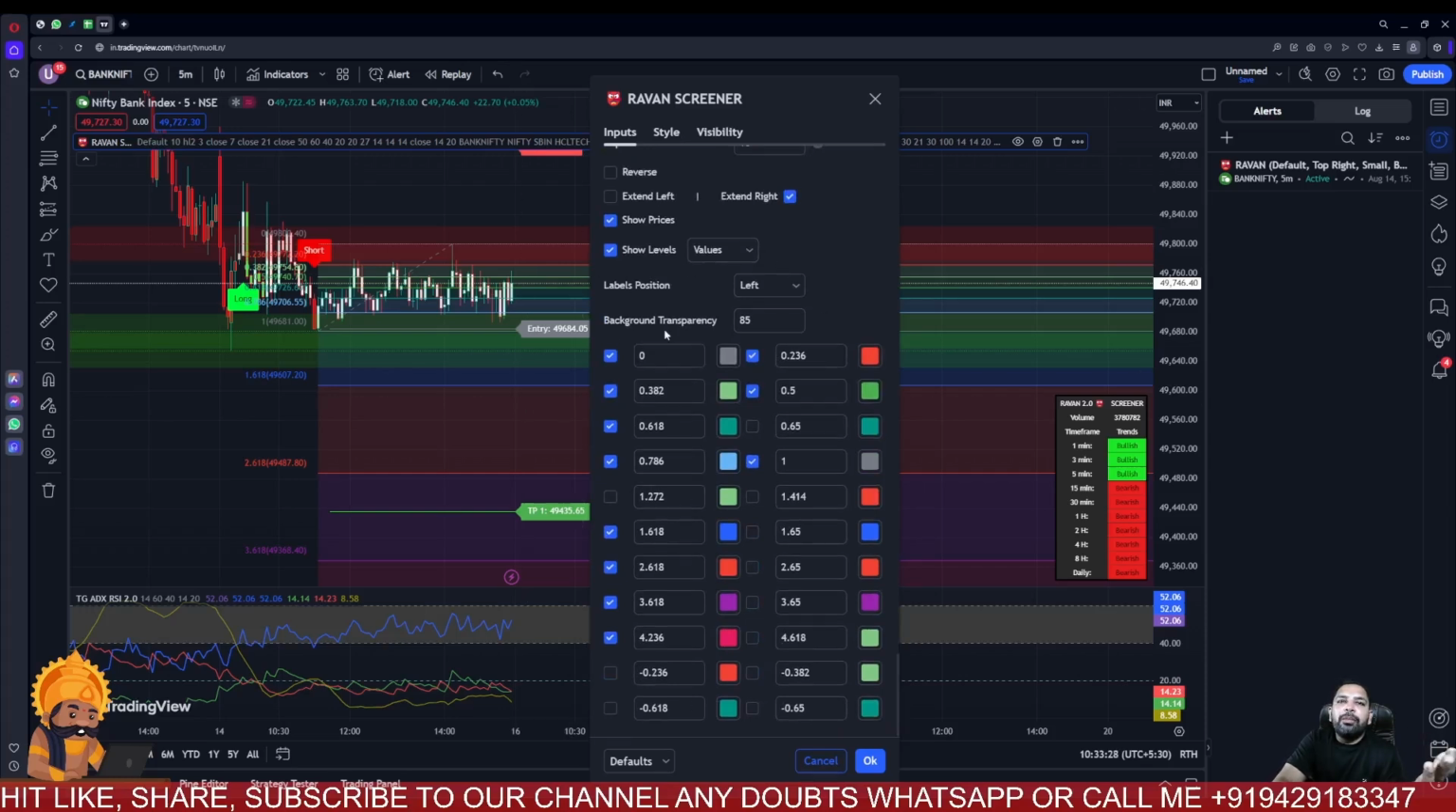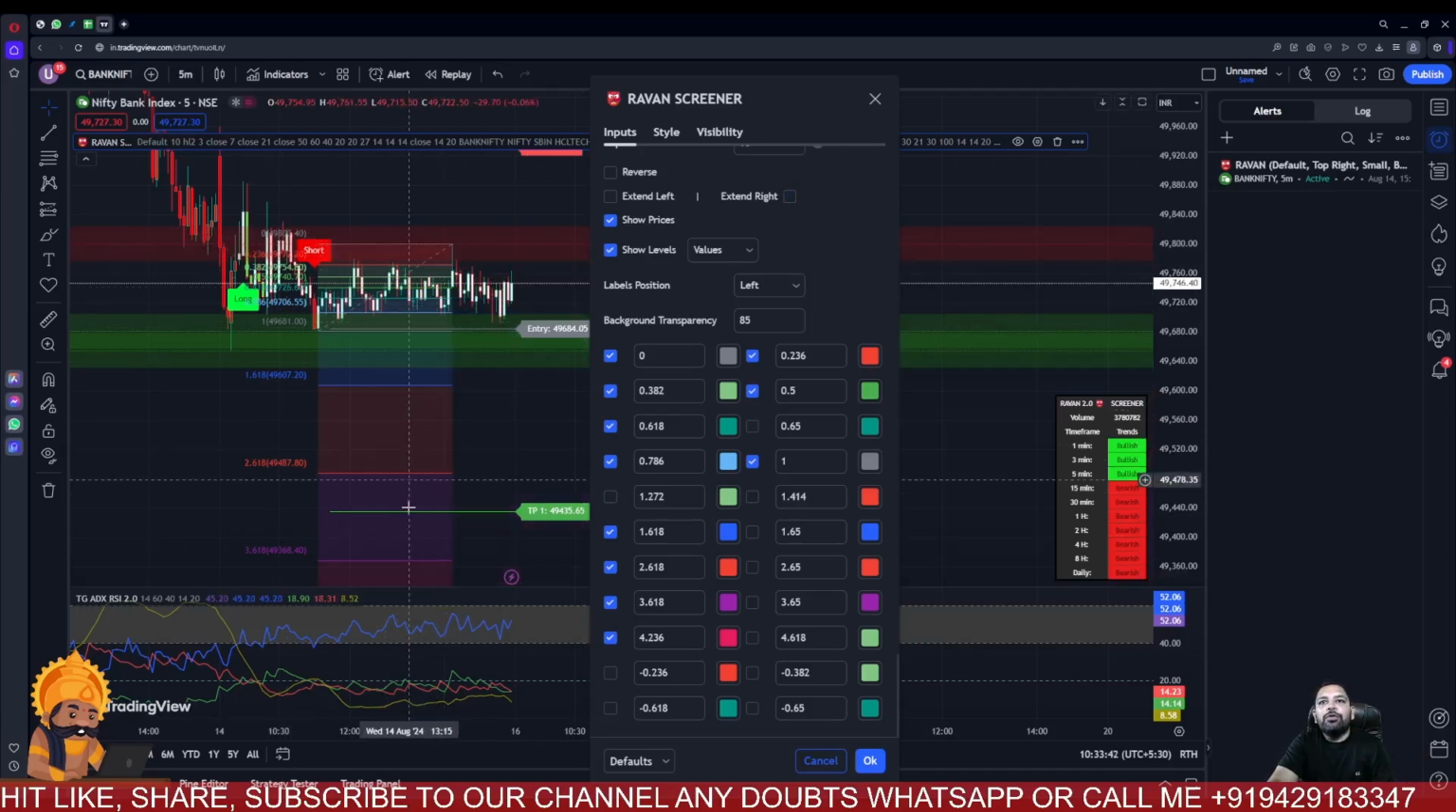Here the market is already sideways, you can see here, right? So here you can see extended right. Once I uncheck this extended right, the pivot points will get shorter. You can see the points get very short, right?